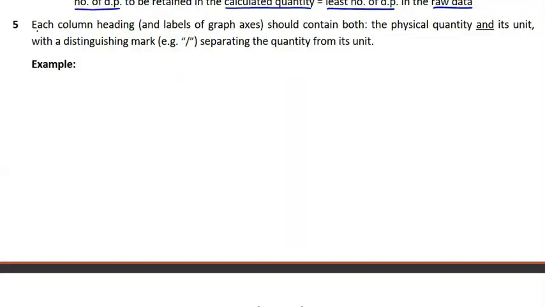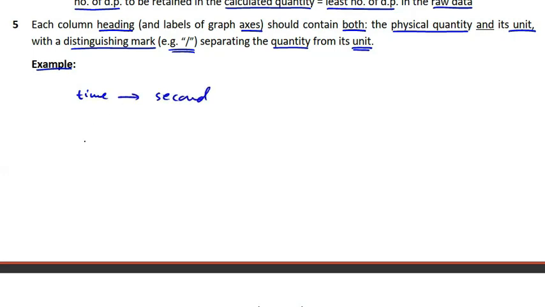The next rule says that each column heading and similarly the labels of graph axis should contain both the physical quantity and its unit with a distinguishing mark, for example, forward slash mark separating the quantity from its unit. For example, students, let's say we have to write a column heading for time intervals that are expressed in seconds. Now, according to the rule, the column heading should be t, which represents the physical quantity time, then forward slash mark, and then unit of time, second.